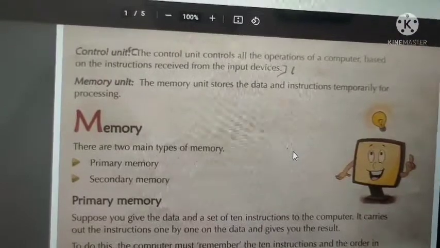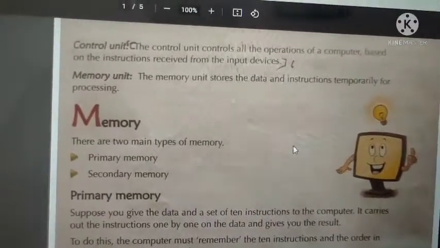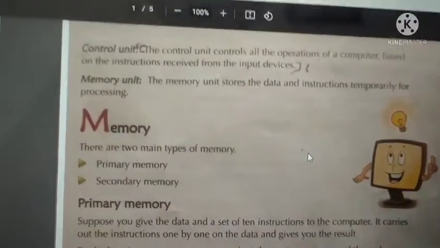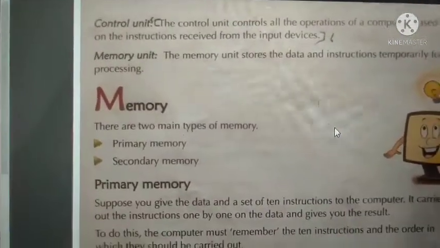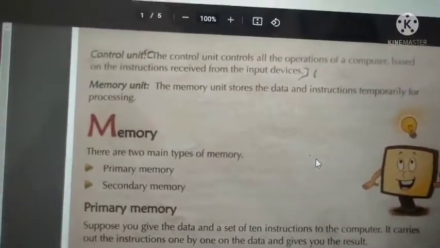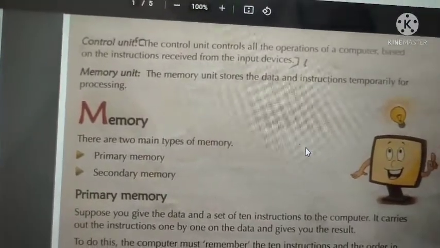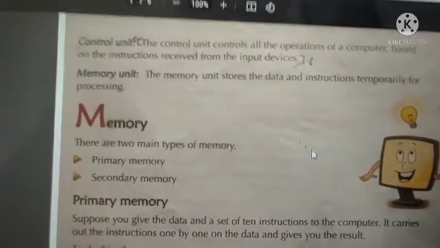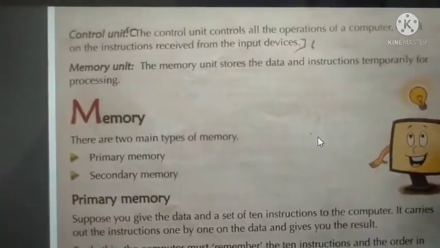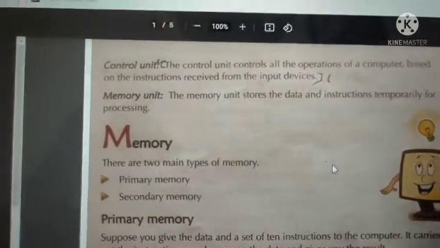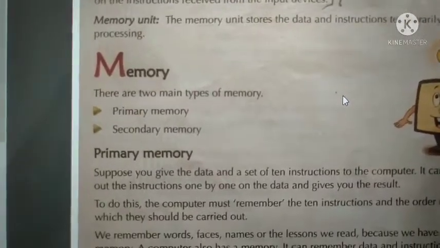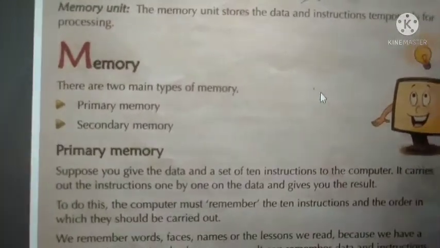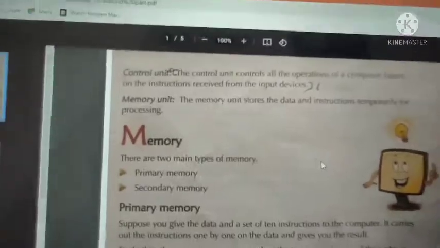Okay. Memory unit. The memory unit stores the data and instruction temporarily for processing. What is the use of memory unit? For sure, memory unit is used to store, to keep the memory. It is used to store the data. That's it. Okay. This memory unit is further classified into 2 types: primary memory, secondary memory. Okay, we'll see about that.